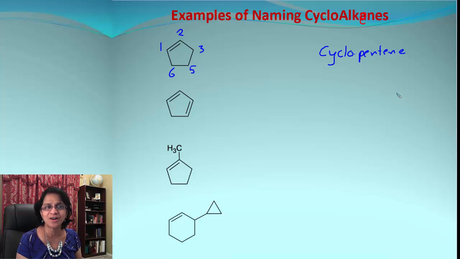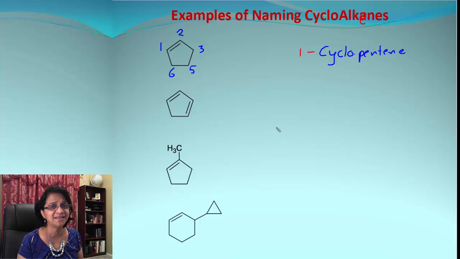So that's what I got for numbering, which means my double bond is beginning at position 1. So it's 1-cyclopentene. Sometimes if it's one double bond in a cyclic compound, we don't even need to write down the location of the double bond, but it's just a good idea to write it down. Look at the next compound now.